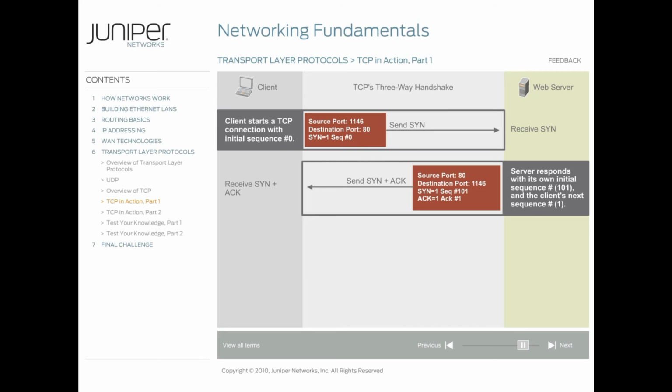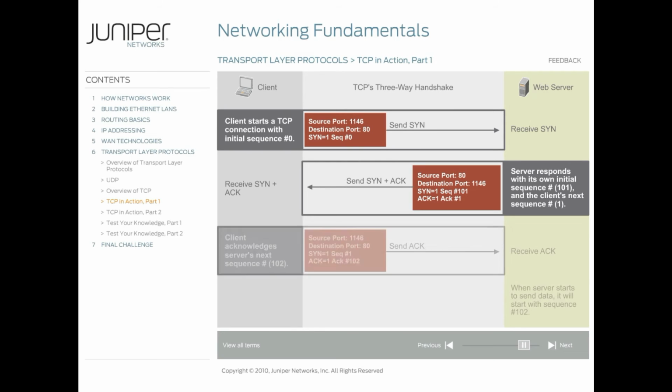With that, the second step of the three-way handshake is complete. The client responds with a TCP ACK segment, using the same source and destination port numbers it did originally. The client updates its sequence number by 1. The client turns on the ACK flag and acknowledges the server's starting sequence number by adding 1 to the server's initial sequence number, making it 102.